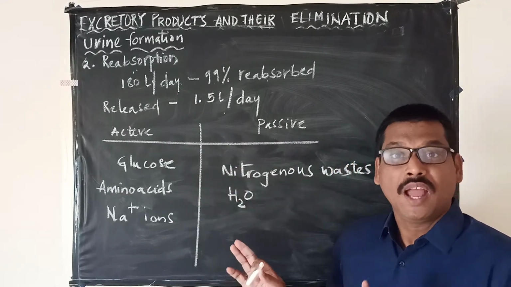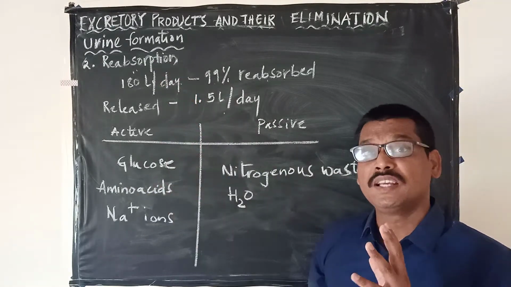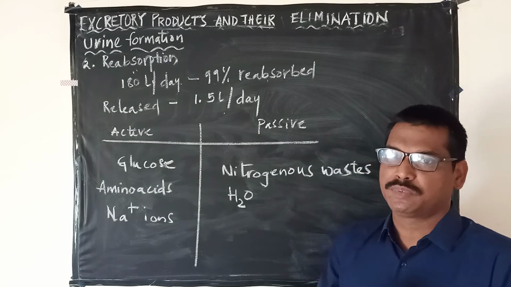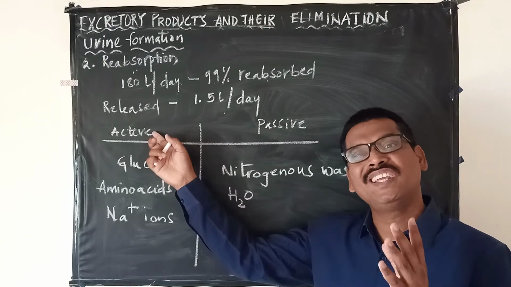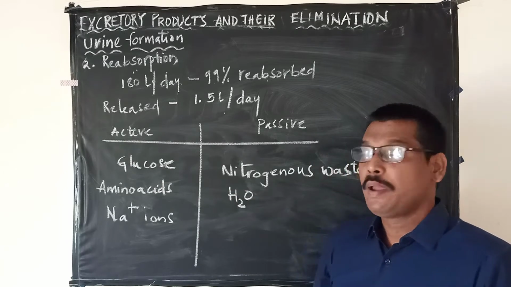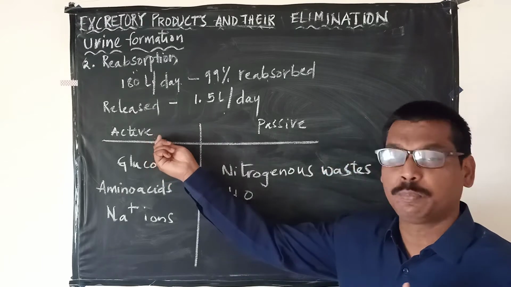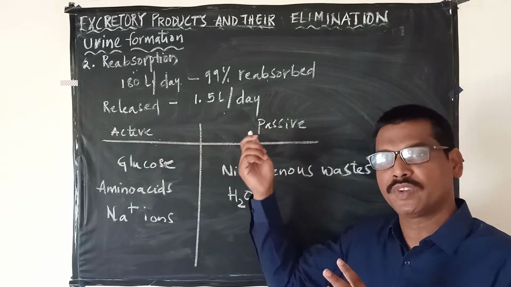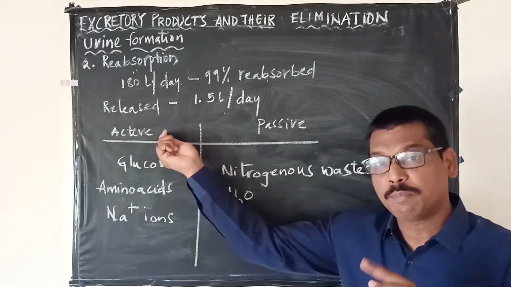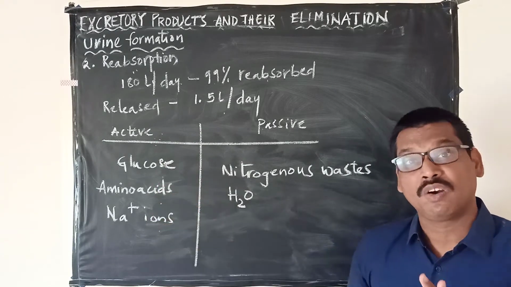Okay, and now during the reabsorption, a very important point we have to remember is that the reabsorption may be taking place either by active reabsorption or by passive reabsorption. And you know very clearly the meaning of these words, active and passive. Active means it will be using energy. Passive means it will not be consuming or using energy. So through active reabsorption and through passive reabsorption, it will be seen in the urine formation. So in active reabsorption, glucose is reabsorbed, amino acids are reabsorbed, and even sodium ions are reabsorbed.